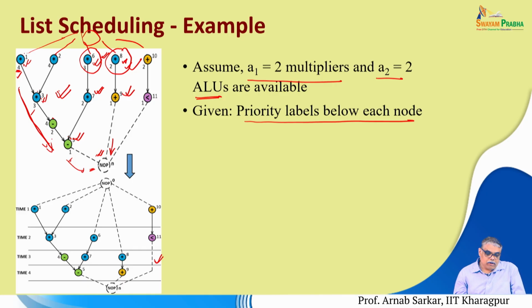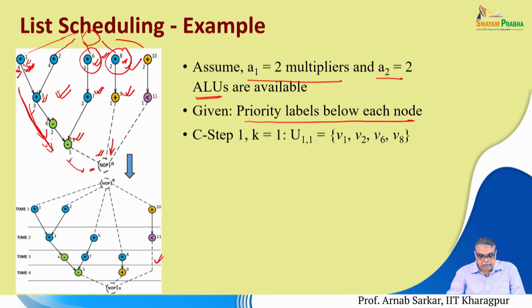Why? Because our objective is to complete early, and the priority essentially says that these operations are more urgent to be scheduled earlier. Because their priority is higher, we want to schedule them early, because if you delay the scheduling of these operations, subsequent dependent operations will be delayed further. So, this gives us our priority. So, we have given priority in this order, and then after we have determined priority, we go over the time steps.